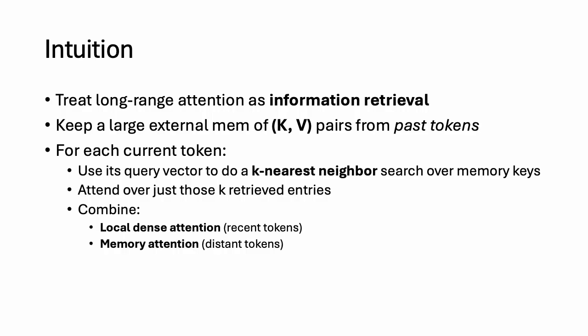The intuition behind how this method works is we look at it as an information retrieval problem. So we want to retrieve certain, for example, definitions from previous tokens. And what we do is we keep an external memory of all KV pairs that are generated from the context in a separate memory. And then when we're generating the current token, we do a k nearest neighbor search in order to find the k most relevant keys from the external memory. And then we do attention on those k keys along with the current context. And then we combine that memory attention along with our local dense attention in order to get results.